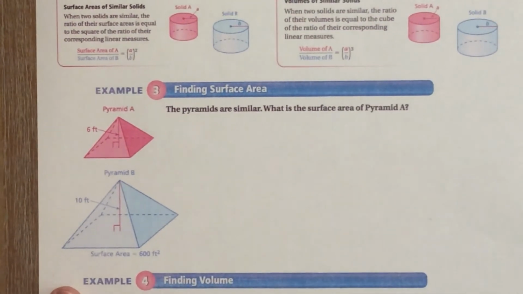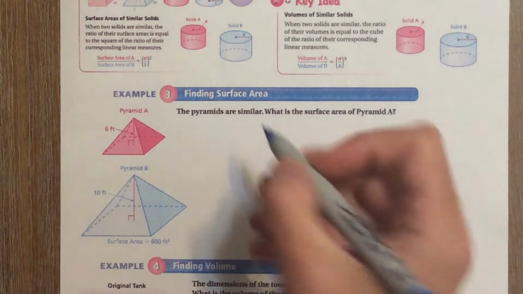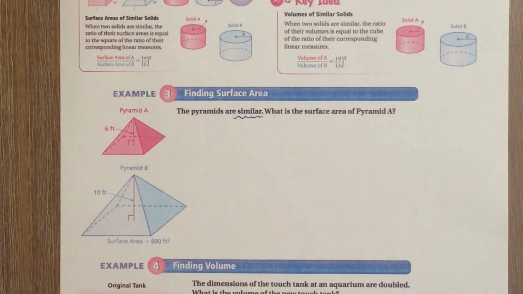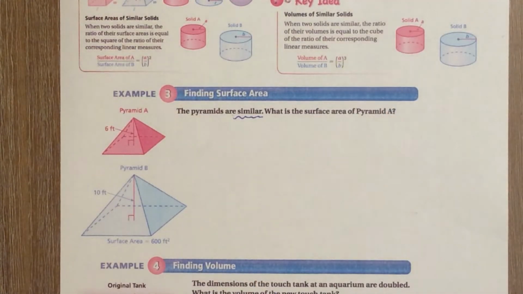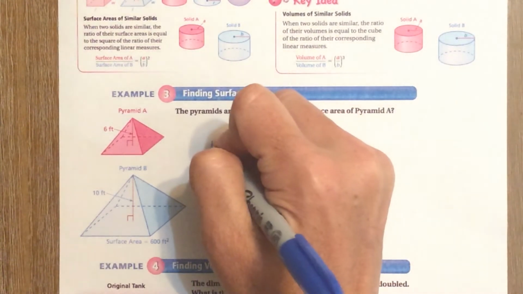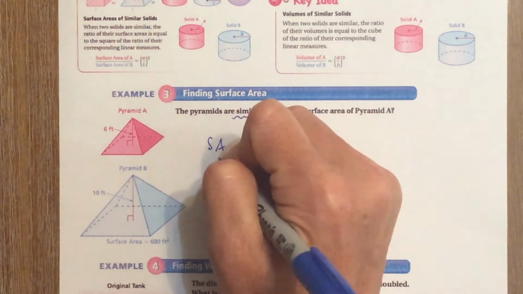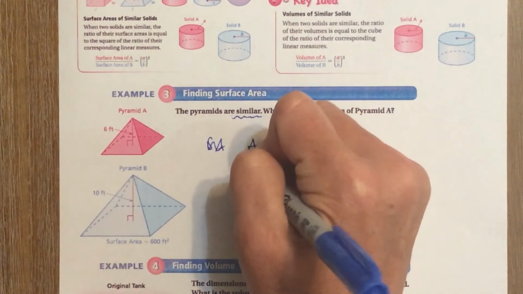So if we look at example 3, it's talking about finding the surface area. Again, they're telling us that the pyramids are similar. So we're good to go. We want to know what the surface area of pyramid A is. Well, I don't know, but I know the surface area of pyramid B. So you could do surface area over surface area again. So we could just do A over B.